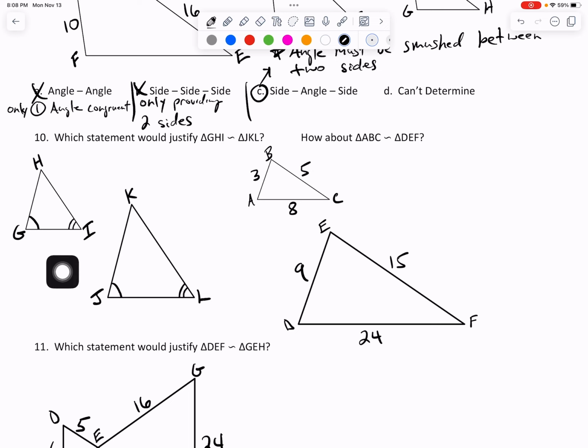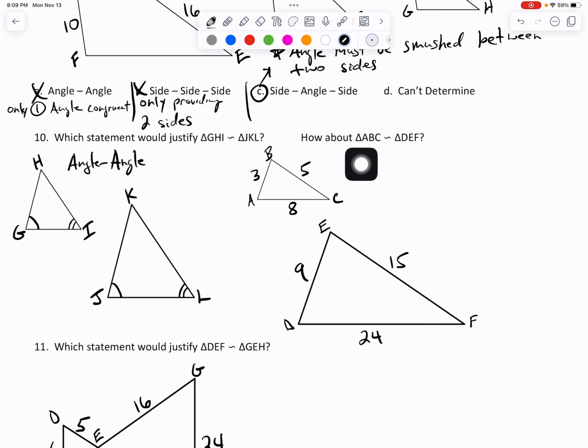Angle, angle. Well, okay. We have an angle with an arch, an angle with two arches, an angle with an arch, an angle with two arches. All right. As you can tell, this is already giving us enough information just by angle, angle. They both have two pairs of angles that are congruent to one another. G is congruent to J, I is congruent to L. All right, so for right here, you would just put angle, angle, or circle that answer choice.